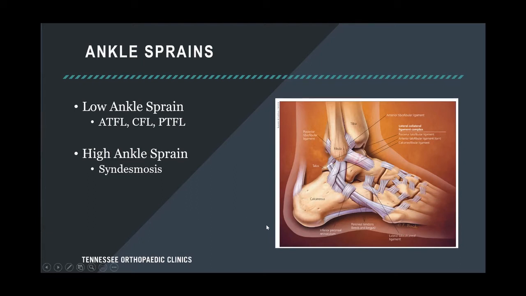Low ankle sprains are the ones that involve the ligaments around the fibula bone: this big ligament in the front that runs from the fibula down to the heel bone and the talus bone, and the ligaments in the back. Those make up the three big ligaments in low ankle sprains. The most commonly injured ligament is the one in the front called the ATFL, followed by the CFL, which is the second most commonly injured ligament in the ankle.